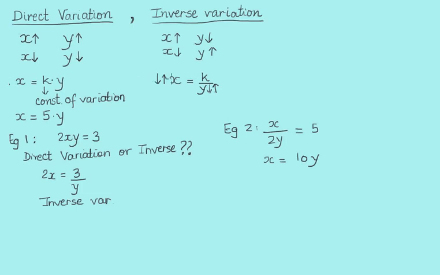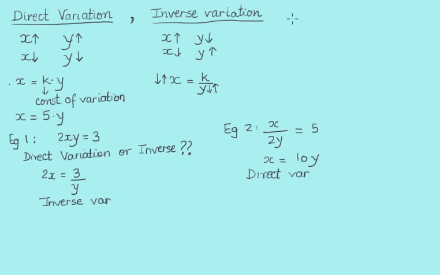Inverse variation, remember, on the opposite side of the equal sign, one is in the numerator, one is in the denominator. Now, since both are in the numerator, this definitely is an example of direct variation.